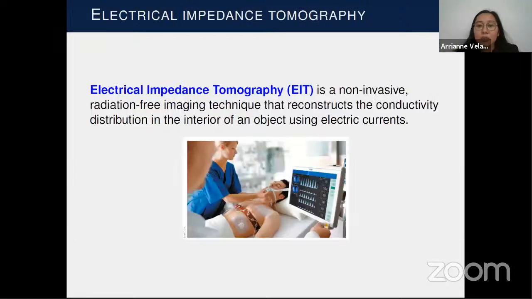So electrical impedance tomography, or EIT, is a non-invasive, radiation-free imaging technique where we reconstruct the conductivity distribution in the interior of an object using electric currents. In the photo here, we have a patient with a belt of electrodes wrapped around the body. At those electrodes, we inject currents, and we also record voltage measurements. Using those voltage measurements, we reconstruct the conductivity distribution, which is the image we see in the monitor.